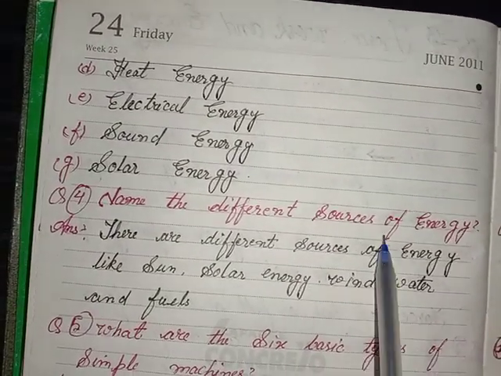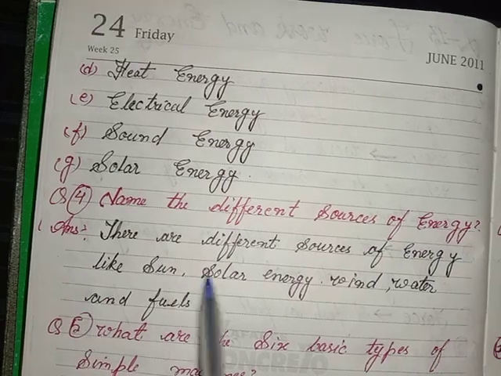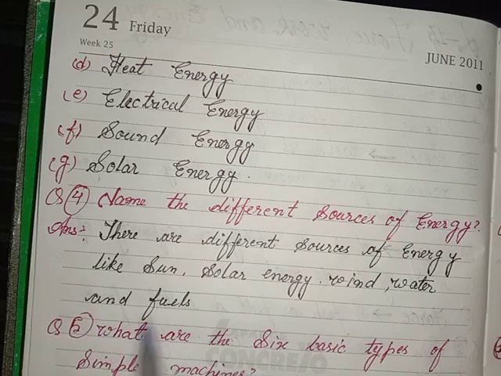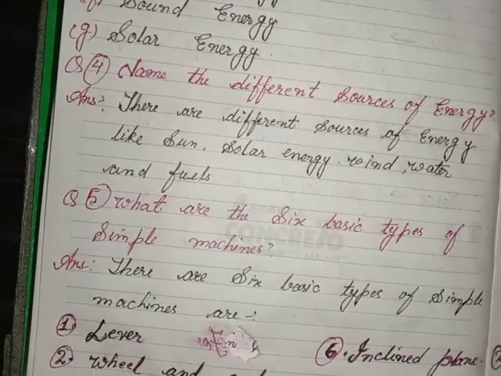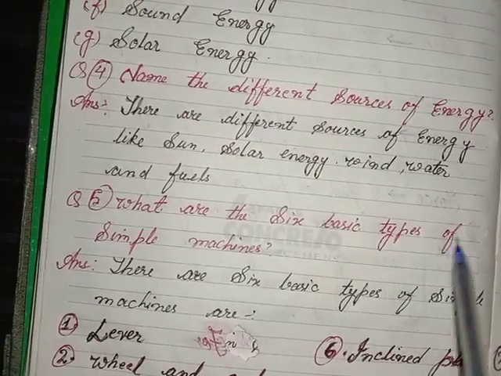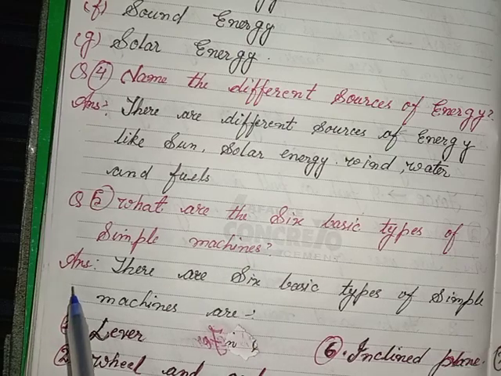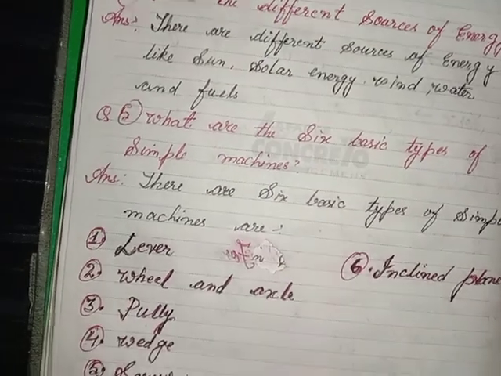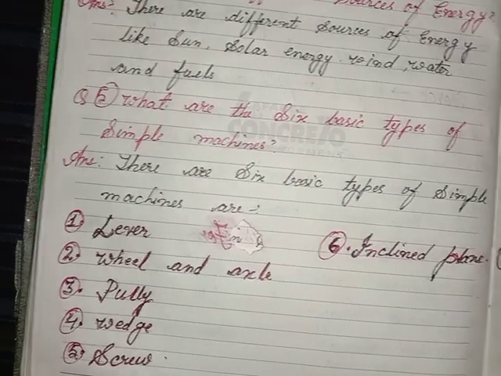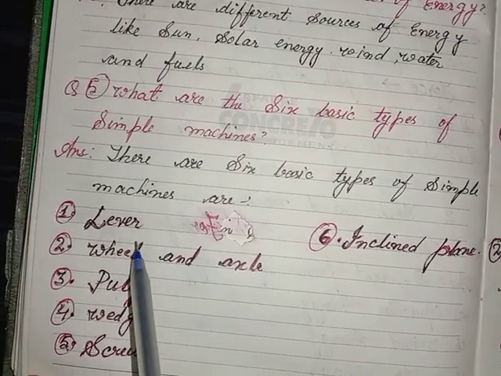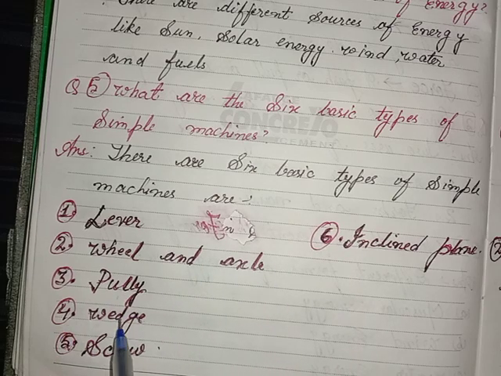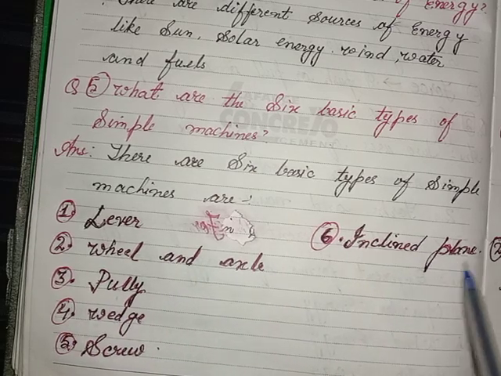Four. Name the different sources of energy. Answer: there are different sources of energy like sun, solar energy, wind, water and fuels. Five. What are the 6 basic types of simple machines? Answer: the 6 basic types of simple machines are lever, wheel and axle, pulley, wedge, screw, inclined plane.